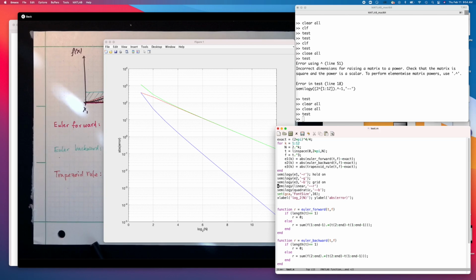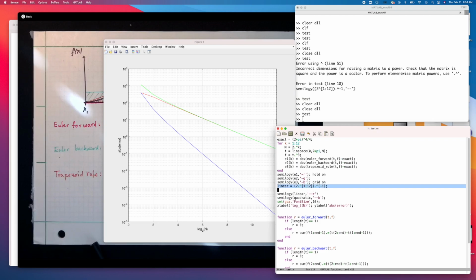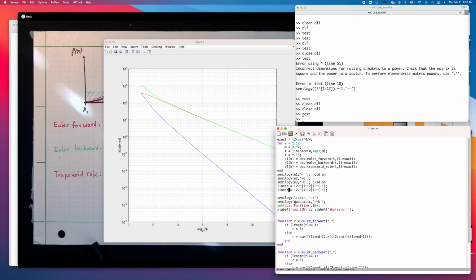And I guess what I should do is define linear. So linear is going to be my mesh points, which are given as 2 to the 1 through 12, so 2 to the 1 through 12, and then this I'm going to raise to the power of -1. So it will decrease like this to the -1. And for the quadratic, the exponent will be -2. And let's do the test.